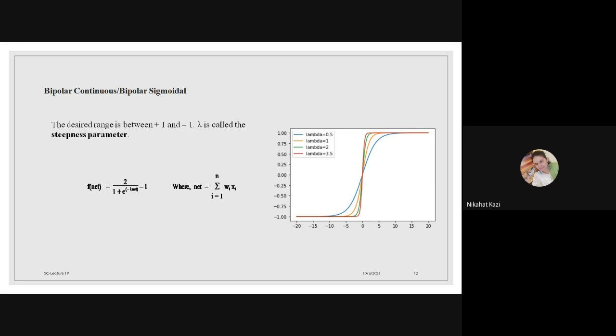e raised to minus infinity is 0. So 2 minus 1 becomes 1. If you substitute the extreme values of net, you will get the range of this particular function. It will be plus 1 and minus 1. So all values that you will get will be between plus 1 and minus 1, right?